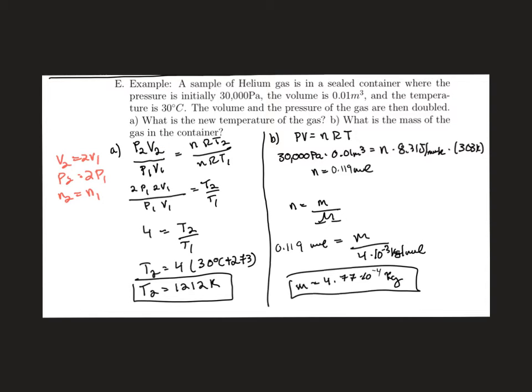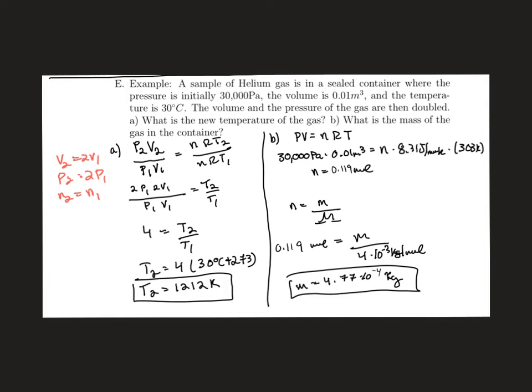So I've replaced V2 with 2 times V1, and P2 with 2 times P1, and since N1 equals N2, these cancel out and the ideal gas law cancels out. So we're left with this relationship here where I can now cancel out P1 and V1, so we're left with 2 times 2, which is 4, and therefore T2 is 4 times T1. So I can take my initial temperature, convert it to Kelvin, because remember you have to be in Kelvin in this relationship, and then multiply it by 4 to get the final temperature.